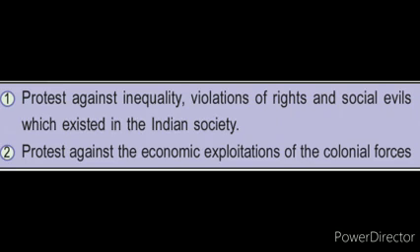Look at the screen. These are the two ideological and cultural protests developed in India during the 19th century. One, protest against inequality, violations of rights and social evils which existed in the Indian society, and this is against the superstitions of Indian community. Second, protest against the economic exploitation of the colonial forces.